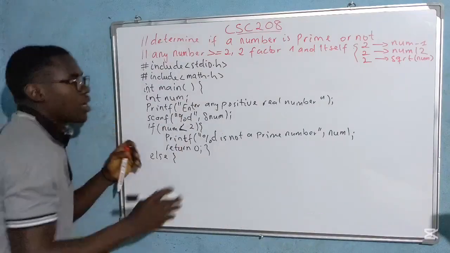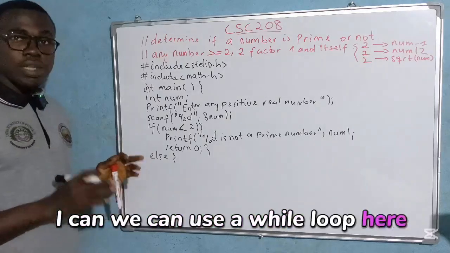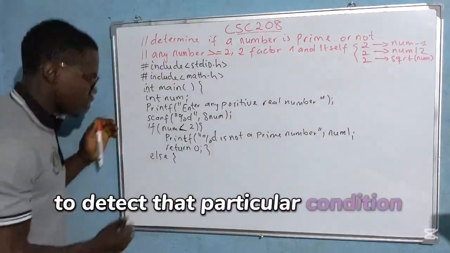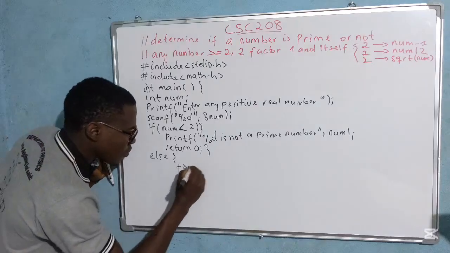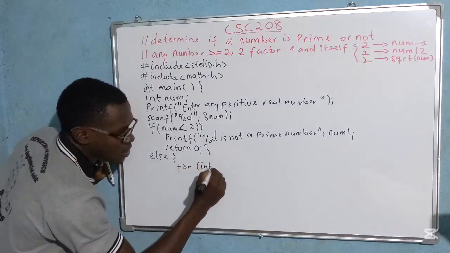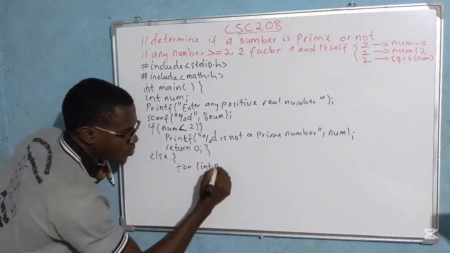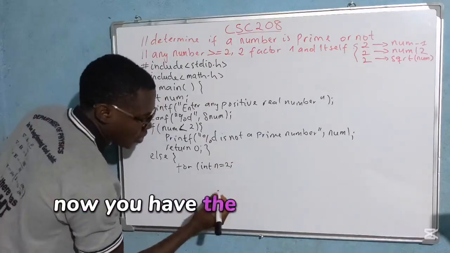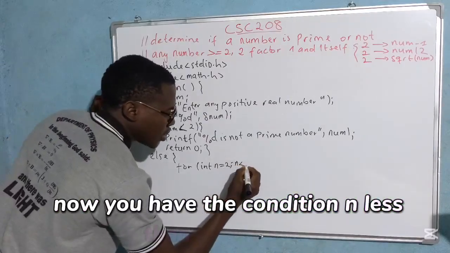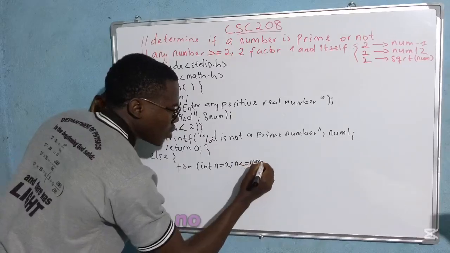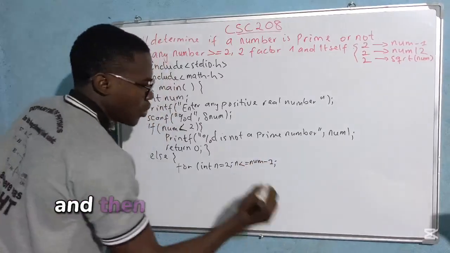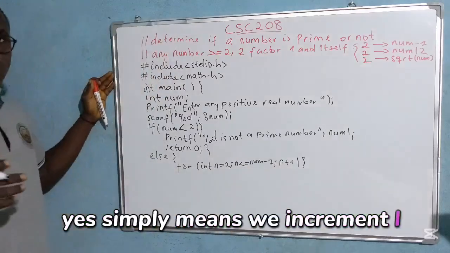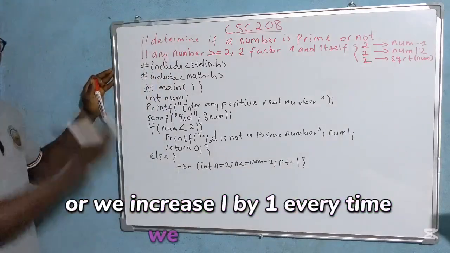we need a for loop. We can use a while loop here, it's still possible, but I want to use the for loop to increment from 2 to number minus 1 to verify that particular condition. So for int n equals 2, this is the initialization. Now we have the condition n less than or equal to num minus 1. And then we have the increment n plus plus, which simply means we increase n by 1 every time we run this loop.